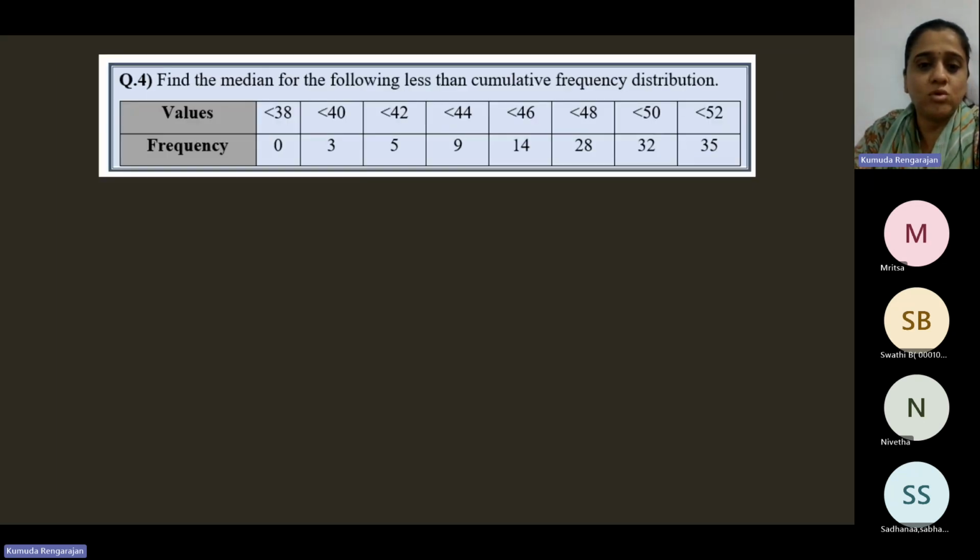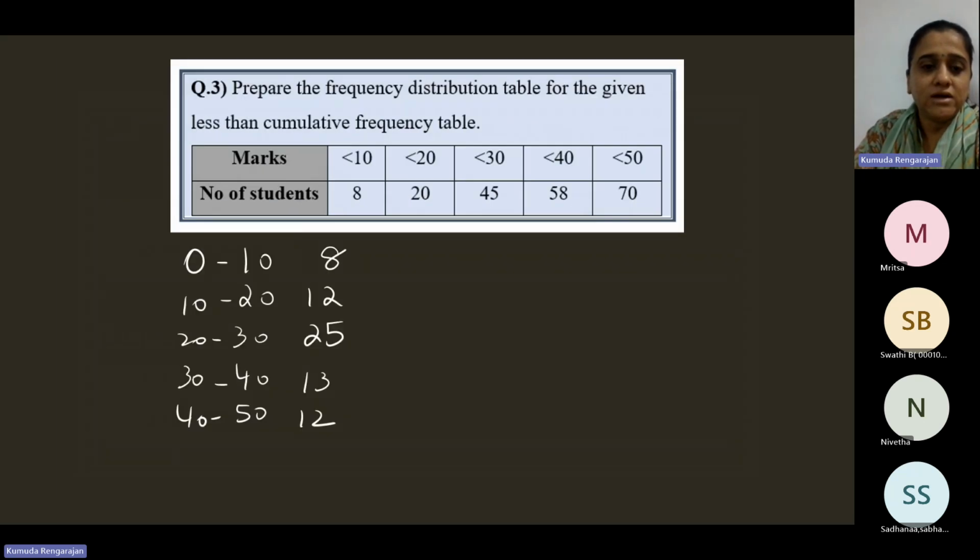See, once you know how to convert a cumulative frequency table to a frequency table, in the frequency table you can find mean, median, mode, everything. To find mean, median, mode you need class intervals and frequency. We have just found that. Now you can answer any question.